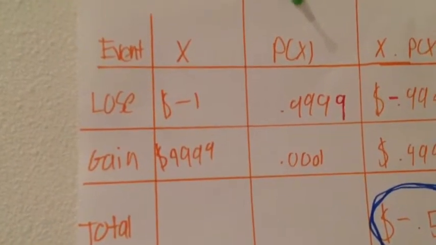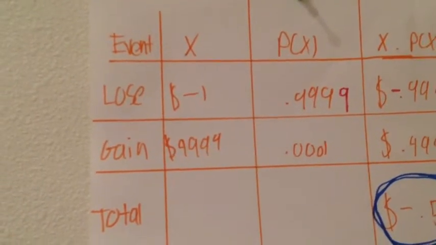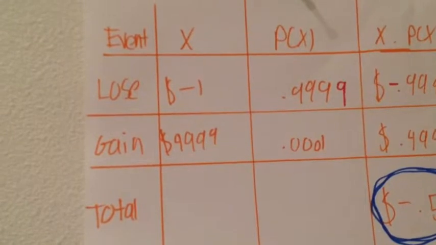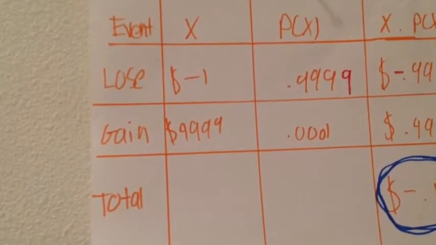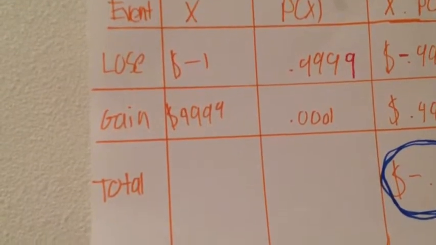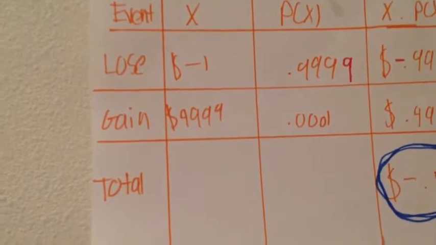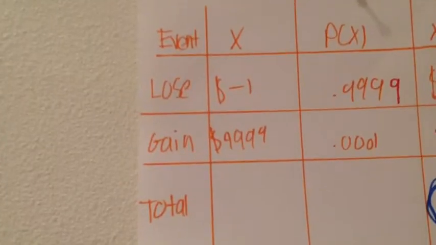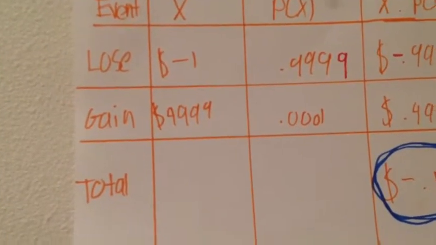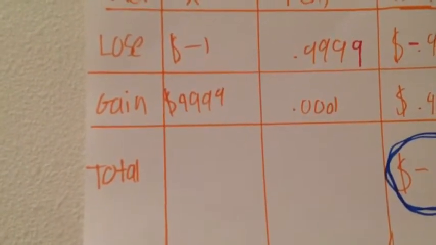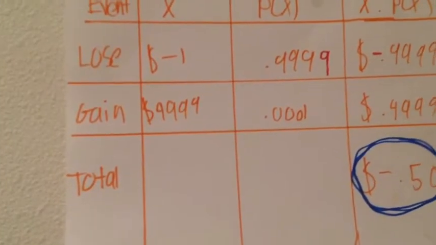First of all, you're going to want to make a chart. The first column is the event, which is either losing money or gaining money. The second column is X, which represents how much money you lose when you lose, and how much money you gain when you win. When you lose, it's negative $1 because that's how much you pay for the ticket. When you win, you get $4,999, which is not $5,000 because you pay $1 for that ticket.